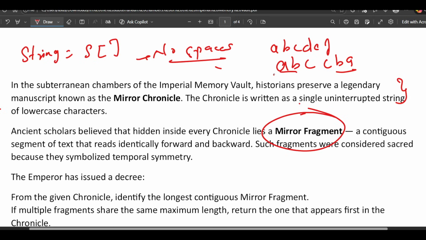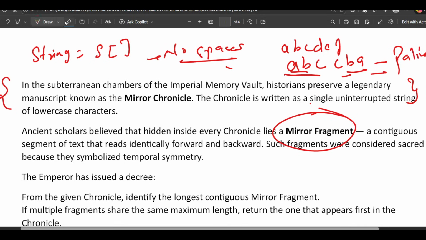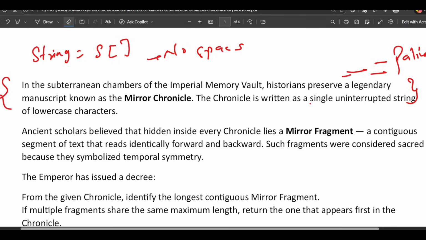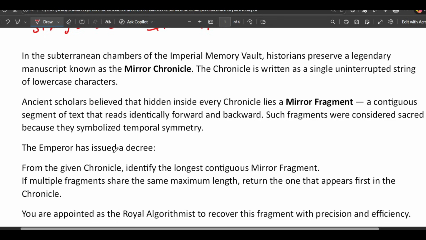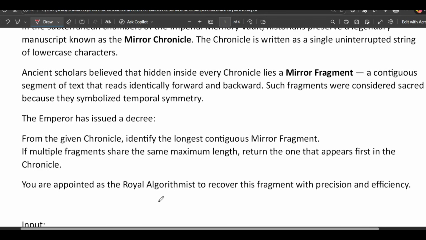If you look here closely, it is a palindrome. So now we know that they are talking about palindromes. This kind of language you need to bear with. The emperor had issued: from the given chronicle, identify the longest contiguous mirror fragment. Now we know the main part which they are asking. If multiple fragments share the maximum length, return the one that appears first in the chronicle. You are appointed to recover this fragment with precision and efficiency.